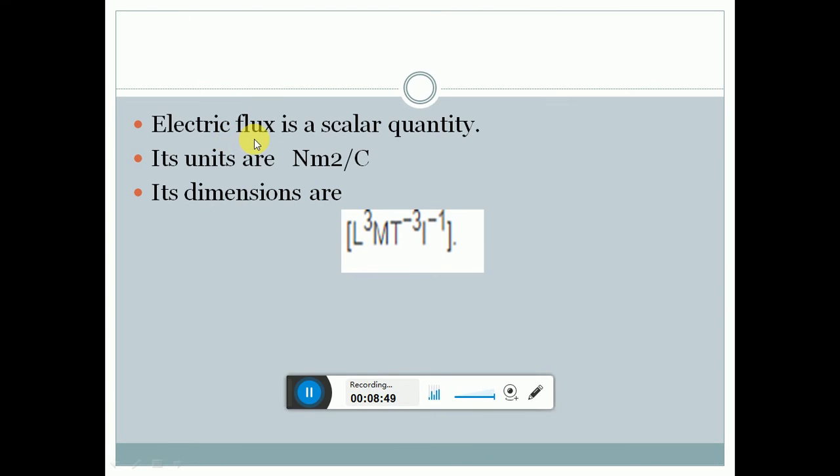As it is a dot product, the electric flux is a scalar quantity. What are its units? Its units are Newton meter square per coulomb. Newton per coulomb is the unit for intensity and meter square is the unit for area. So what are the dimensions of this electric flux? As it is a physical quantity, it has dimensions which are given by M L cube T power minus 3 I power minus 1.